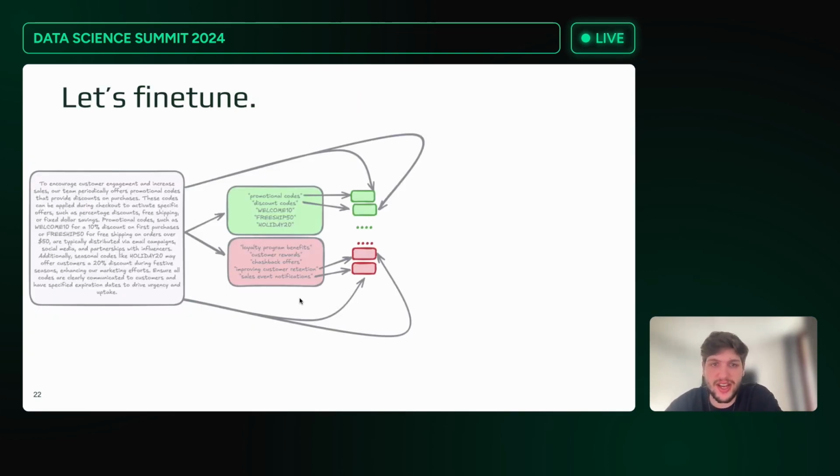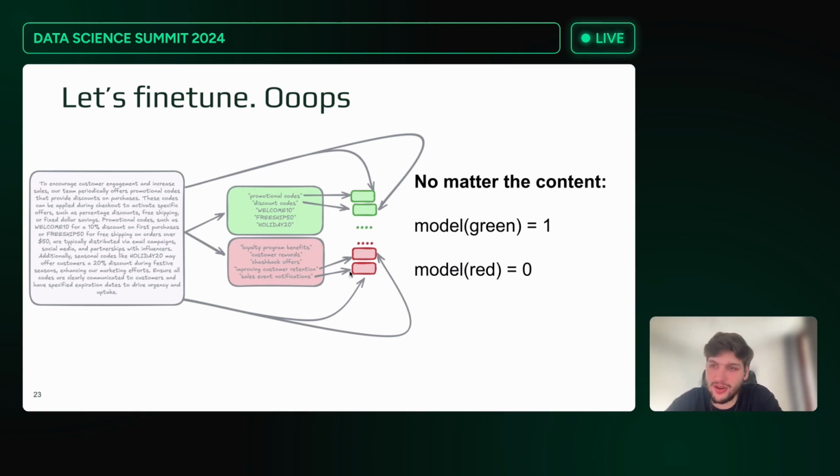So let's fine-tune, right? Let's take this content here together with those search queries. Let's create these green pairs here, which are positive pairs, so matches. And then we have the negative pairs, and they're not matches. What happens when you fine-tune a cross-encoder like this is, no matter the content, if you put anything from this green box here, so promotional codes, discount codes, into the model, independent of the content, it will tell you it's a match, right? And similarly for stuff from the red box, the model has a tendency to say it doesn't match.